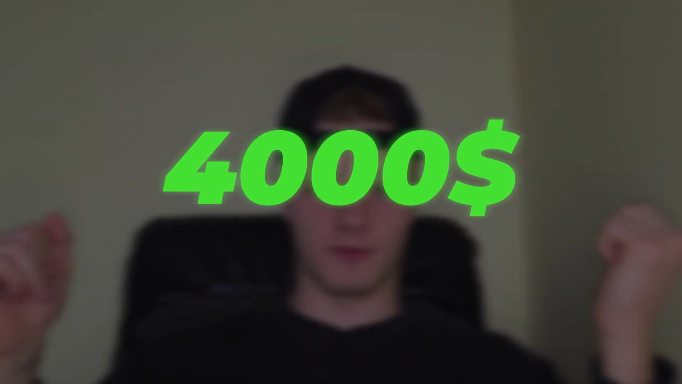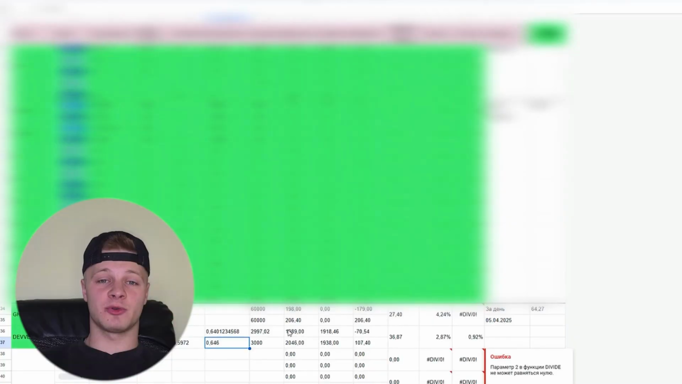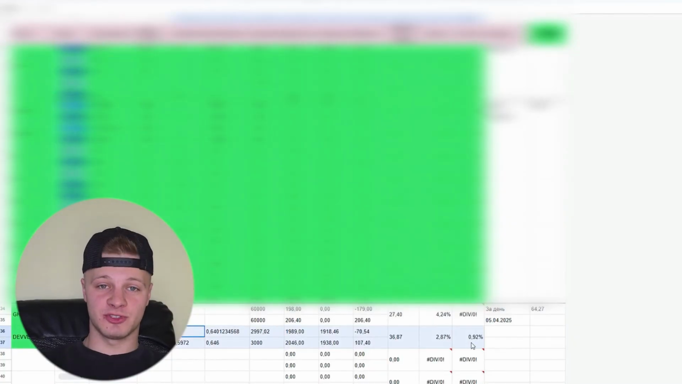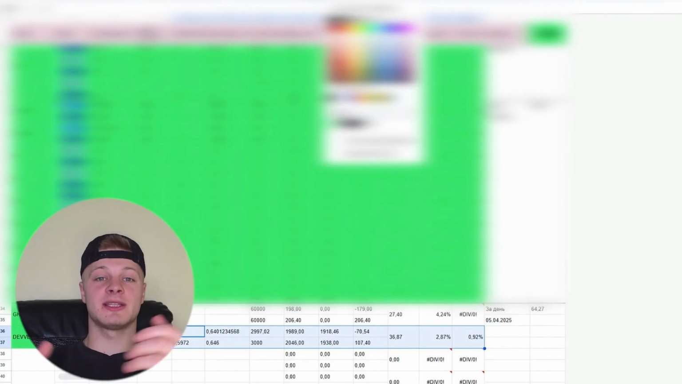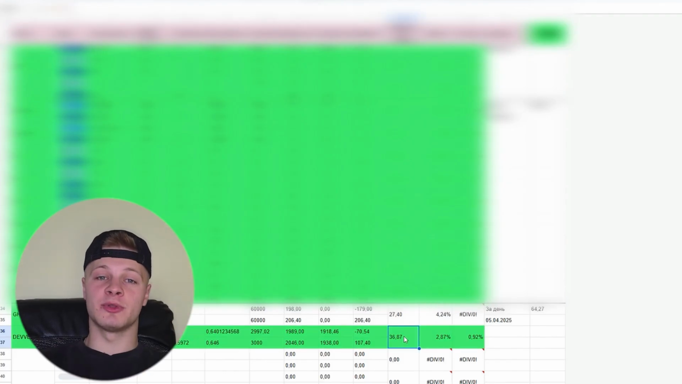The total deposit I used for this trade was about $4,000. The spread on the trade was 2.87, so about 3%. Now let's calculate how much spread we managed to capture in the end and how much money we made overall. After doing the calculations, we see that the trade brought in $36.87. That's actually pretty good. That's a spread of about 1%, or to be precise, 0.92.